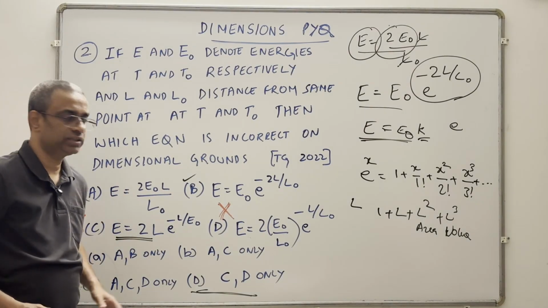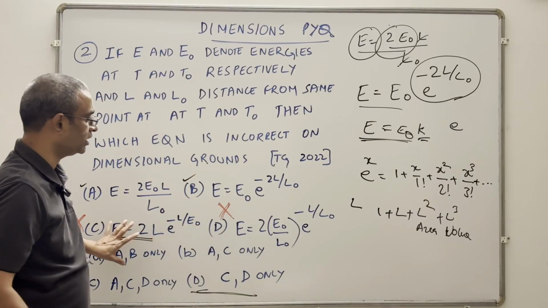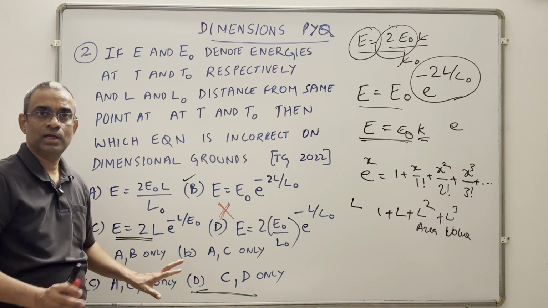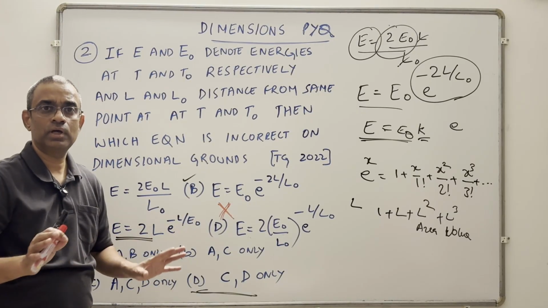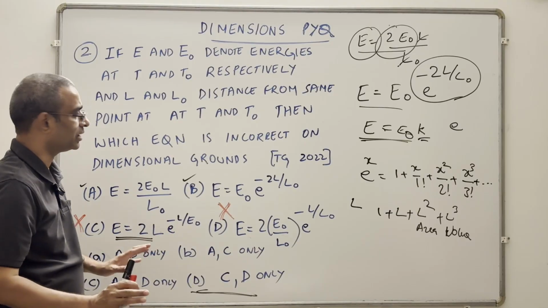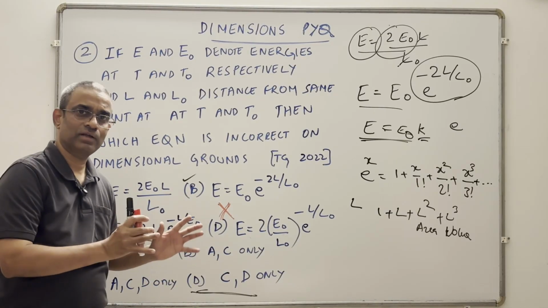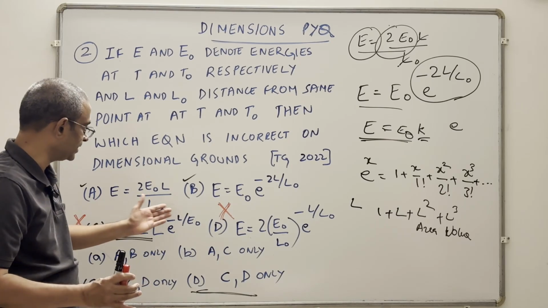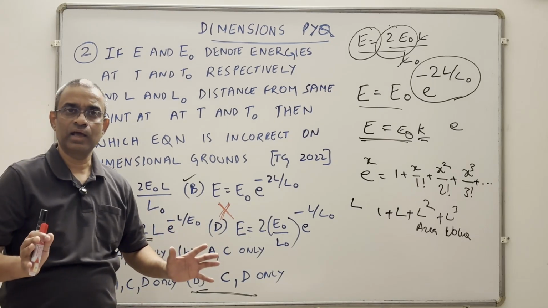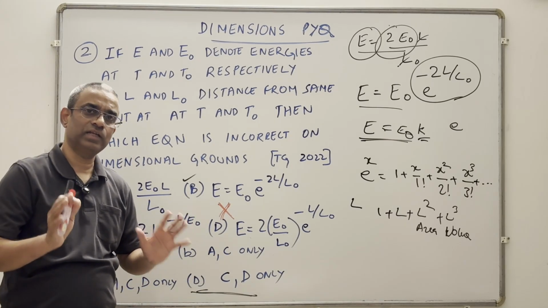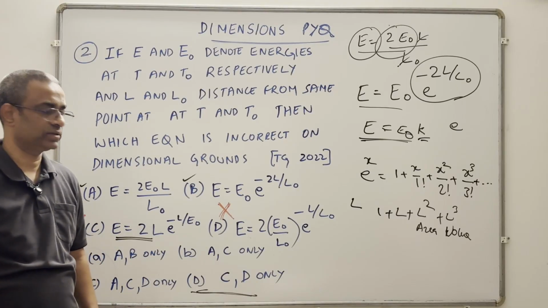Now you have to pay attention here. We did not know what these equations mean. Those are there just to confuse us. But if we go by pure dimensional analysis, where energy, lengths and times are the quantities, if we can understand these, then you'll be able to solve the questions.